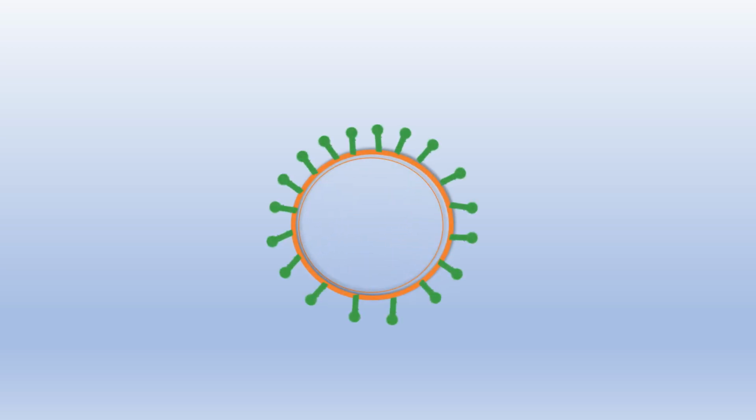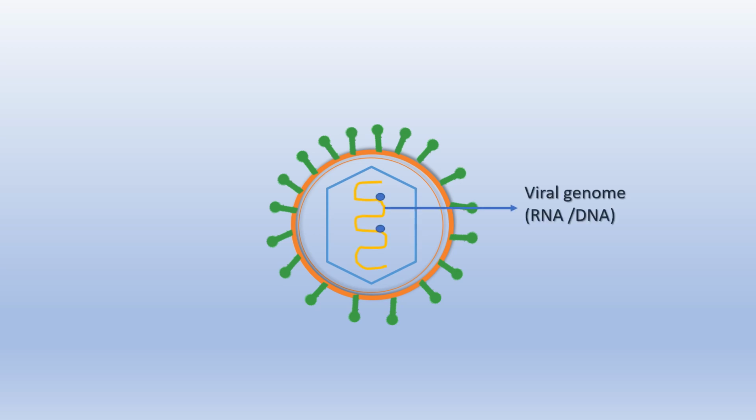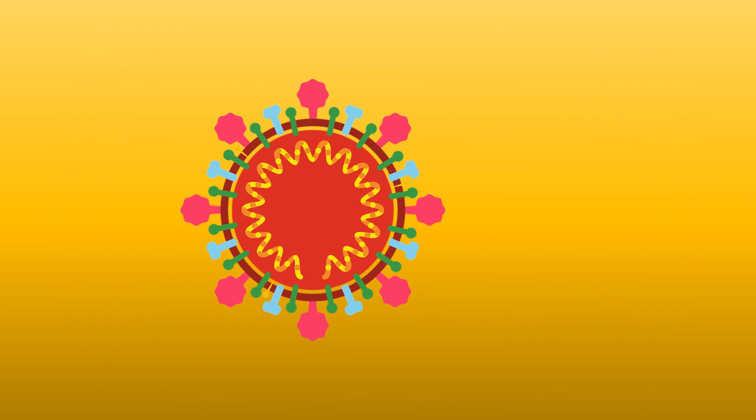Now let's understand the structure of the virus. It contains a membrane, a protein envelope, a nucleocapsid, and a viral genome which can be either RNA or DNA. A complete infectious virus is called a virion. Like a typical virus, the coronavirus also contains spike proteins, a membrane, and a viral genome made up of RNA.